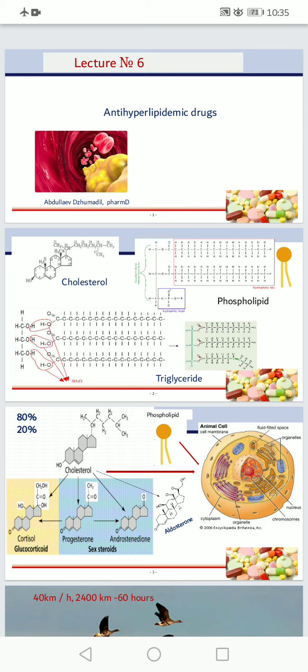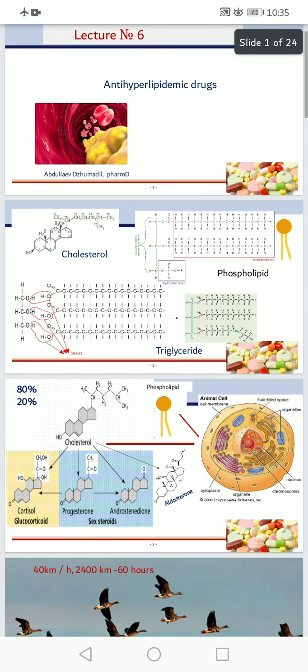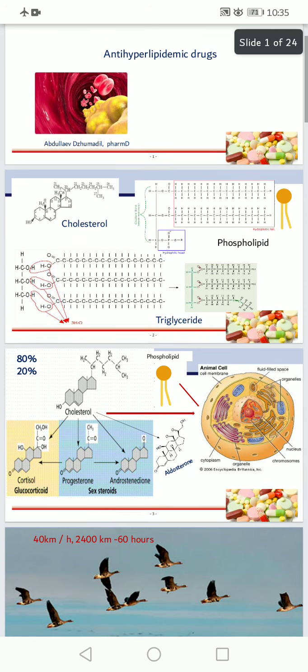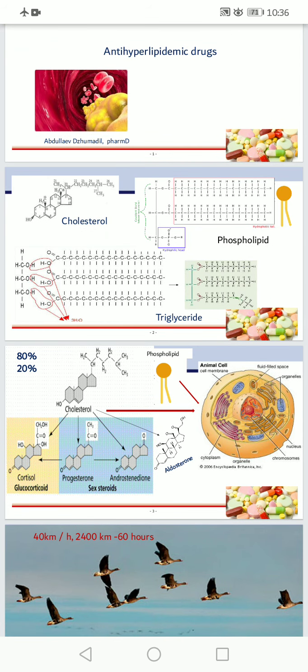These drugs are classified into 10 major groups. First is cholestyramine, second cholestyramine, third niacin, fourth clofibrate, fifth gemfibrozil, sixth propofol, seventh doxycytosine, eighth neomycin, ninth HMG-CoA reductase inhibitor, and last is lovastatin. These are the 10 major groups of antihyperlipidemic drugs.